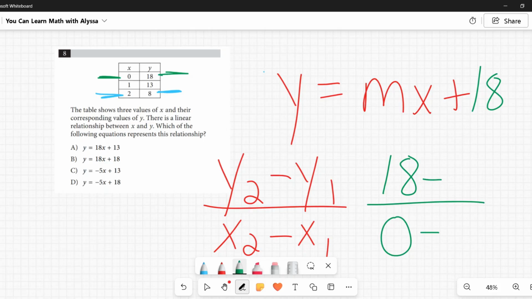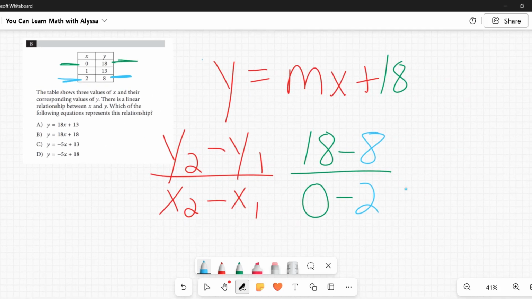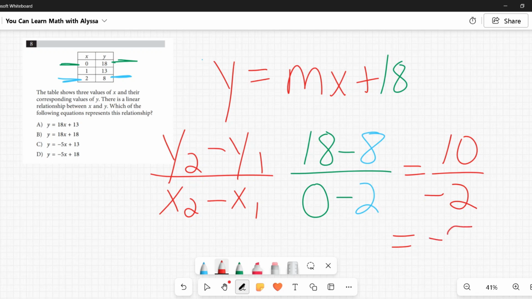And I'm going to be subtracting, because that's what my formula says. Then I take the second point. The second point is 8 for the y, 2 for the x. So 8, the y, goes on the top, and 2, the x, goes on the bottom. Now I just subtract. 18 minus 8 is 10. 0 minus 2 is negative 2. I can simplify that: 10 divided by negative 2 is negative 5. Negative 5 is my slope.